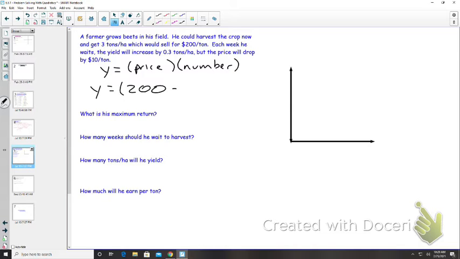Yeah, absolutely. It's changing by $10. And how can I make that a general statement? This is just for one particular case, right? But if I want to make it true for everything, it'll be 10x, right? And x will be how many weeks he waits, right? Okay, and then what is my number going to be?